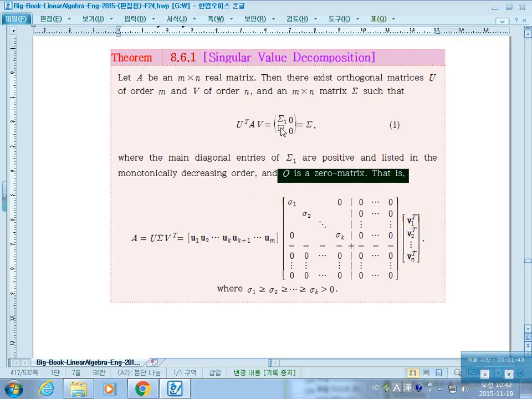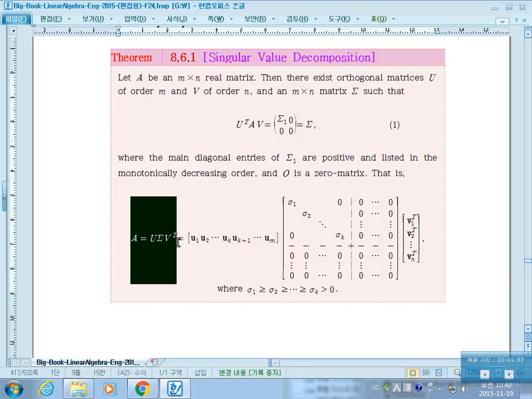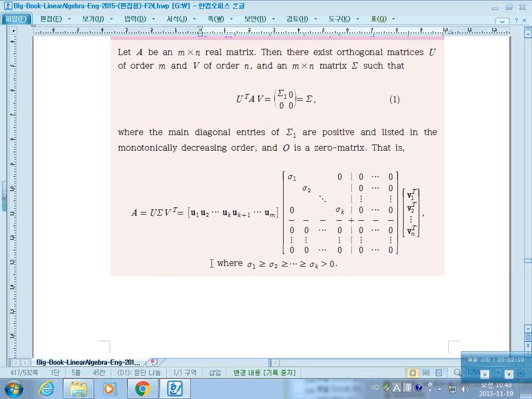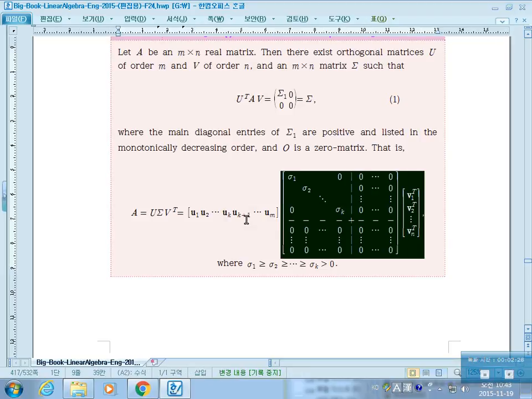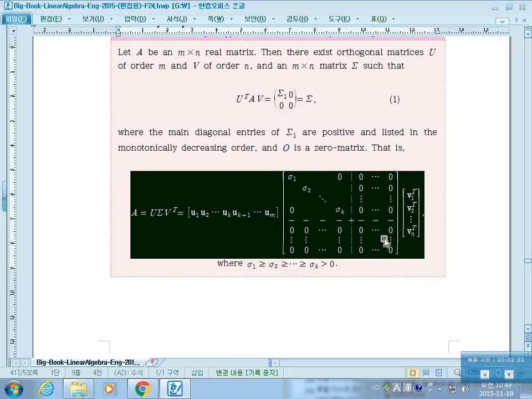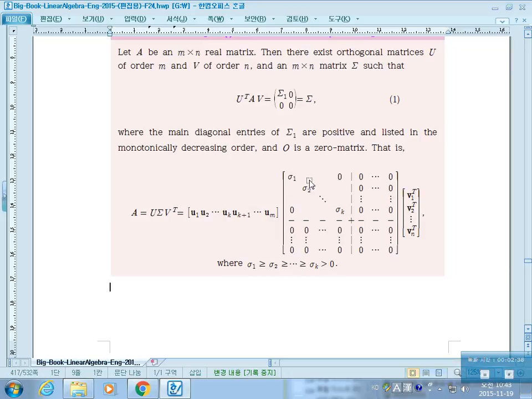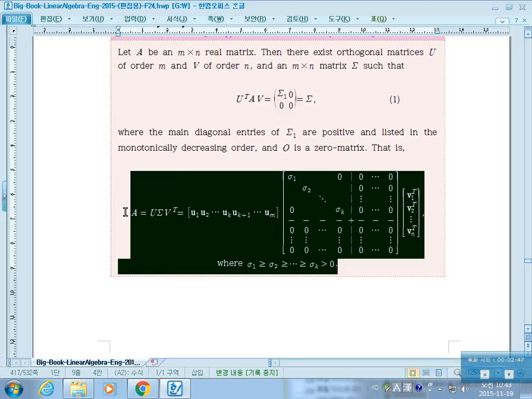That means if we multiply U on the left and V on the right, then since U and V are orthogonal matrices, A can be written in this way, because U times U transpose is an identity, and V times V transpose is an identity matrix. If we write the matrix U as column vectors like this, and V is formed of the row vectors v_i transposes like this, and this sigma has sigma 1 and zero matrices, where the main diagonal entries of sigma 1 are the sigma i's in decreasing order like this. Okay, this is the shape of the singular value decomposition.